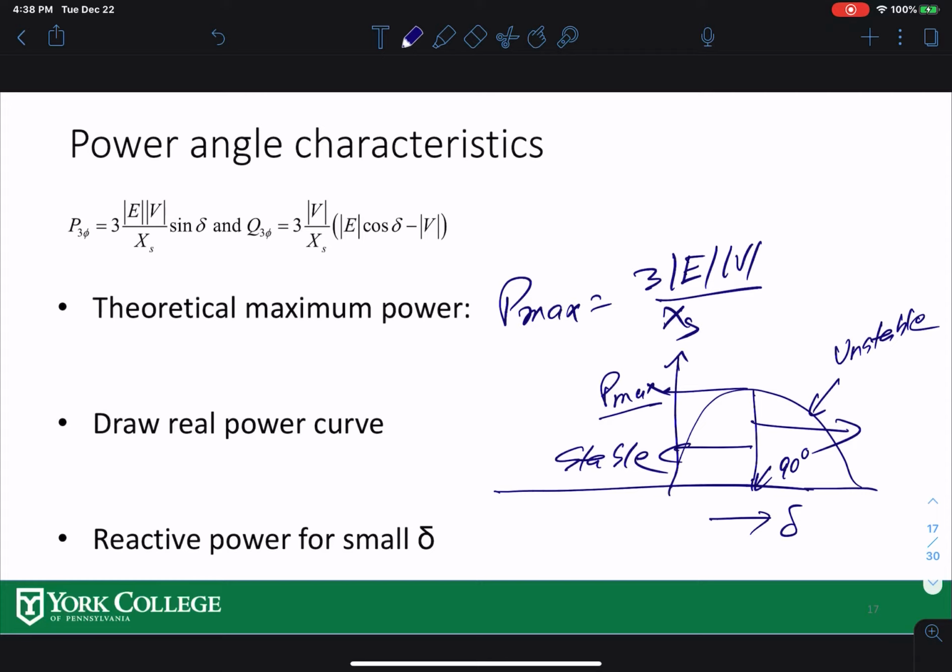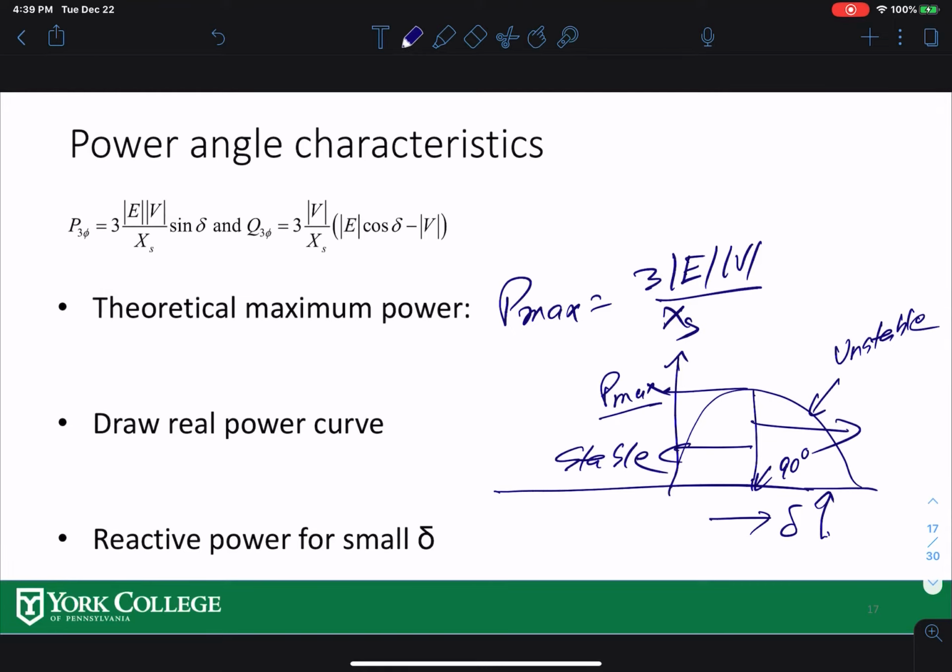So if you go beyond 90 degrees for delta, then your generator is out of synchronization, and you need to pull it out from the grid and put it back into synchronization again before you connect it back to the grid. So basically your generator is out of the grid connection, all right?